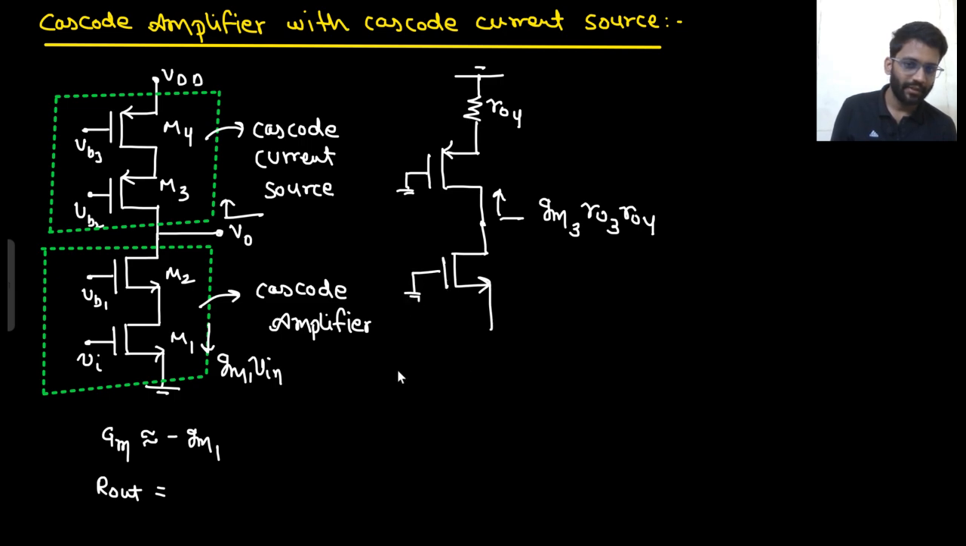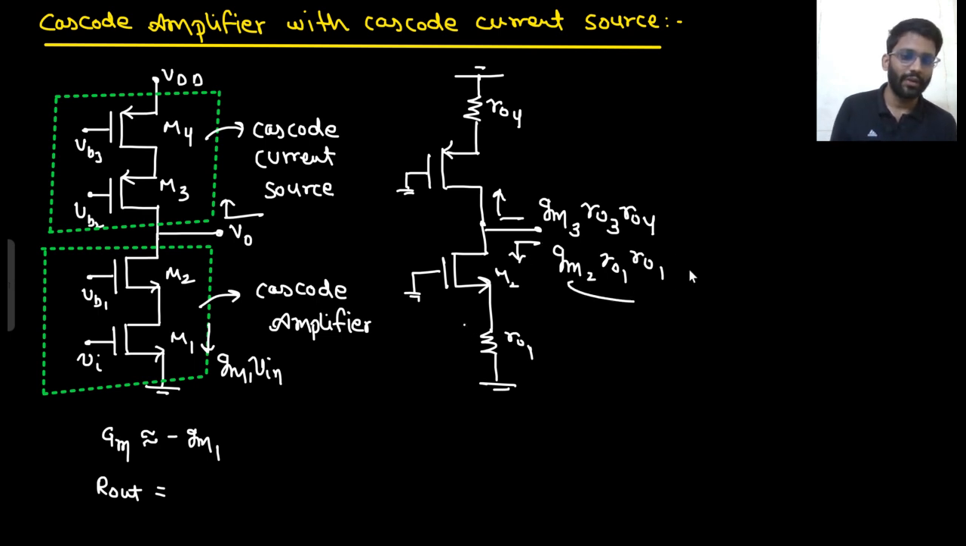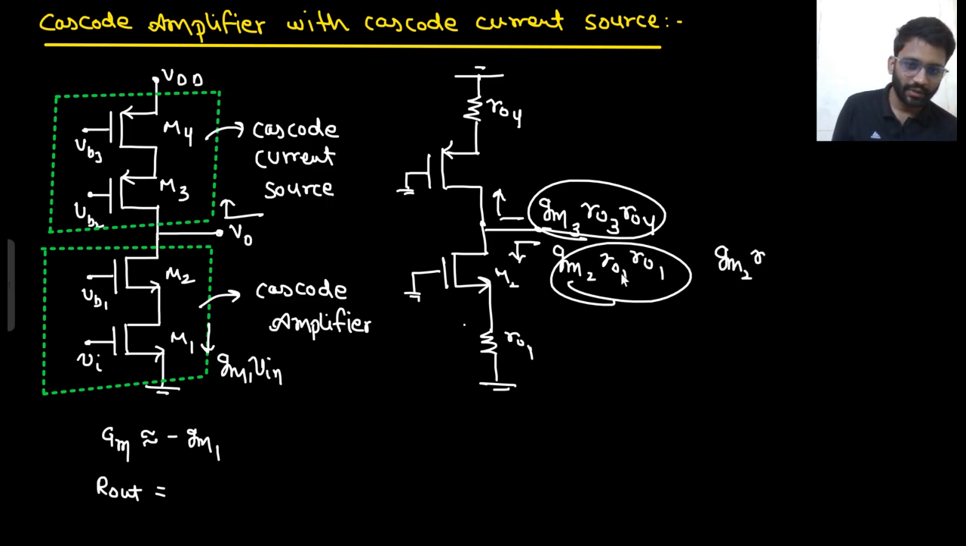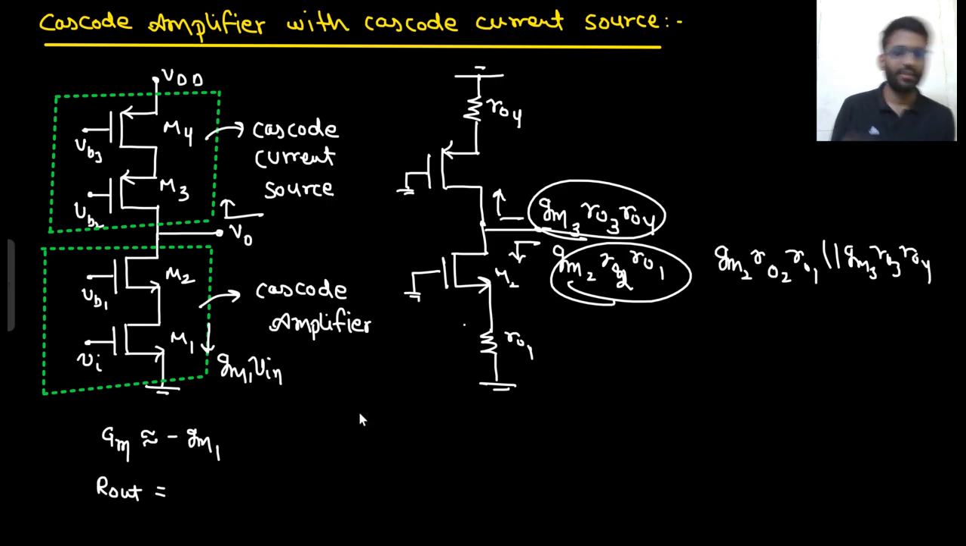This M1 V in is shorted, so VGS is gone. If V in is shorted, VGS is gone, so M1 will be replaced with R01. So what is the impedance downward? This is our V0. This is M2, so GM2, R02, R01. So what will be the total impedance from V0 to ground? The impedance would be GM2, R02, R01 parallel with GM3, R03, R04. Say yes or no. Well and good.